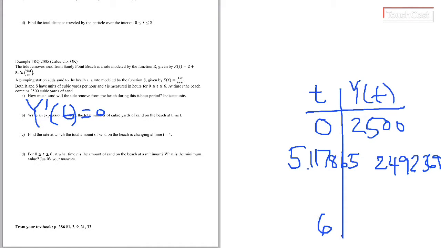When I use t equals 6, I get 2493.2766. So I can see that the smallest y value I get happens at that time, 5.117865. So I'm going to go back to the full screen, and I'm going to type up how I would type my answer to this problem.